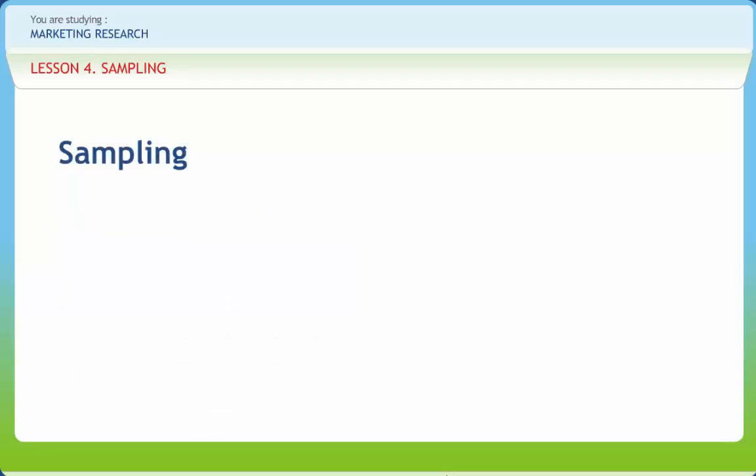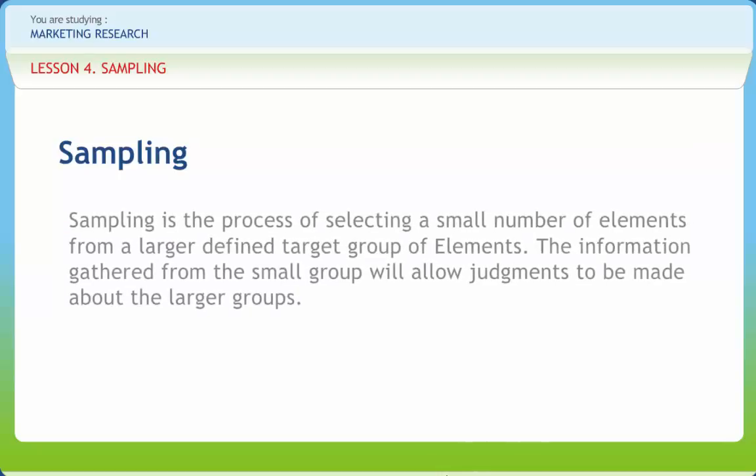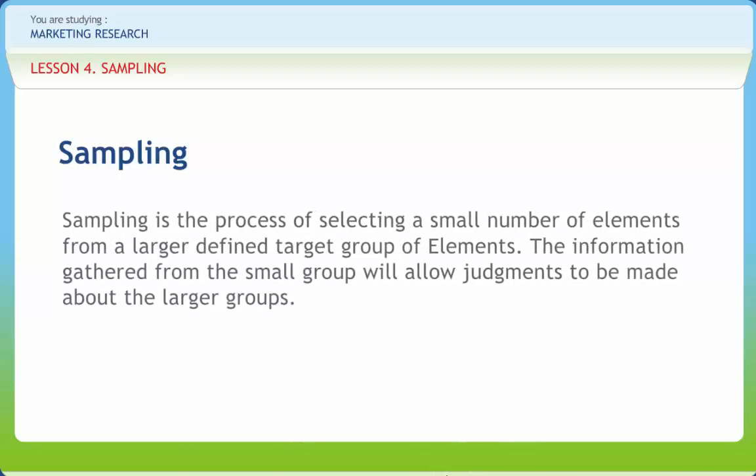Let us begin with defining sampling. Sampling is the process of selecting a small number of elements from a larger defined target group of elements, such that the information gathered from the small group will allow judgments to be made about the larger group.